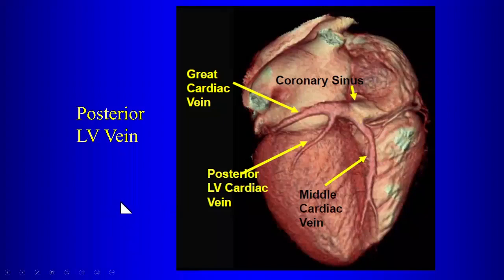That's why you'll see those pacemakers with a lead in the right atrium, a lead in the right ventricle, and then a lead going through the coronary sinus into one of these veins. So that's for biventricular pacing.